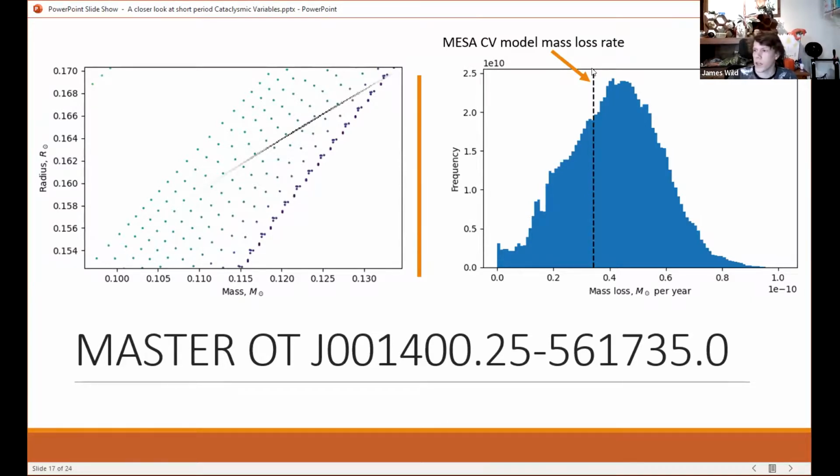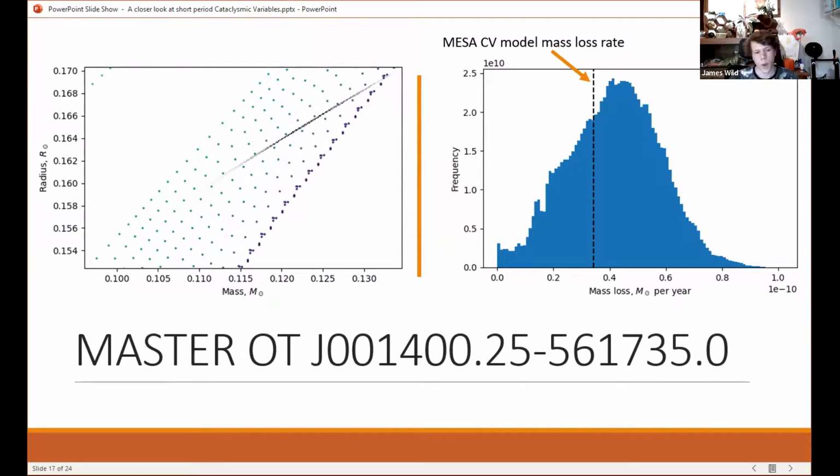The vertical dashed line is what a spotted, fixed magnetic braking cutoff CV MESA track thinks the mass loss rate should be at this mass. And for this system, it's actually not too bad. That's just with gravitational losses, so no excess angular momentum loss.